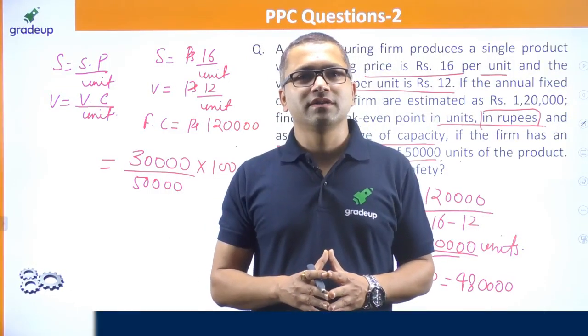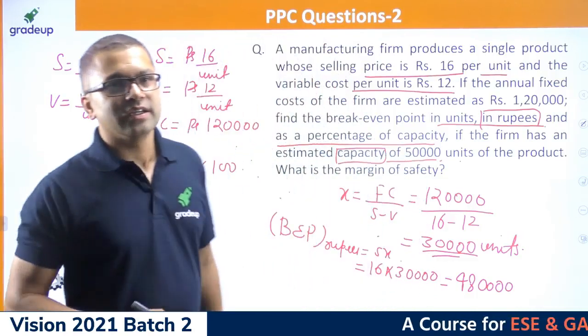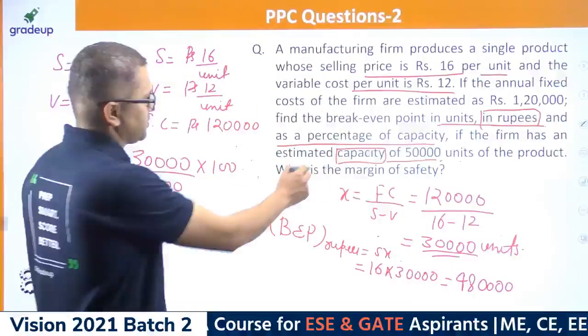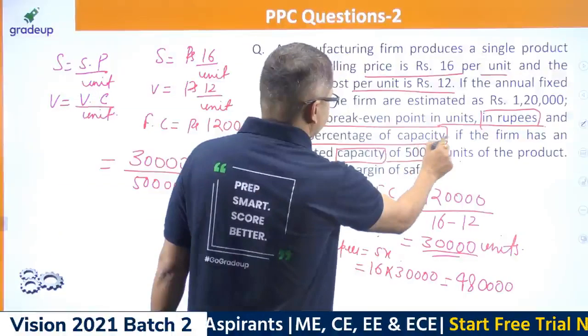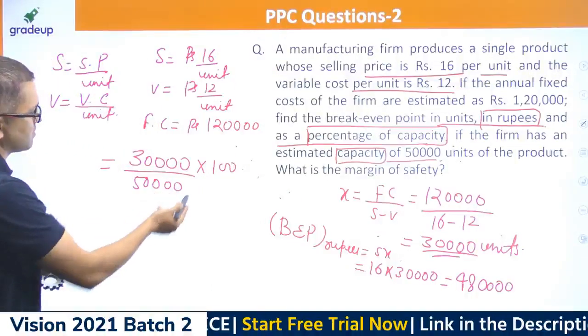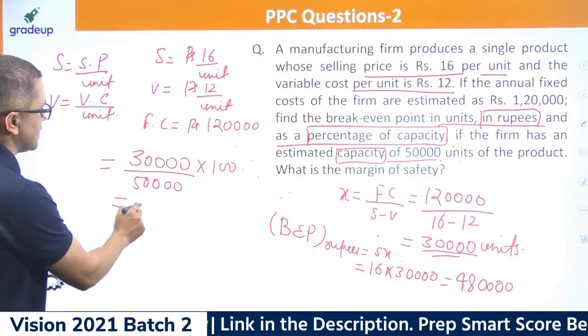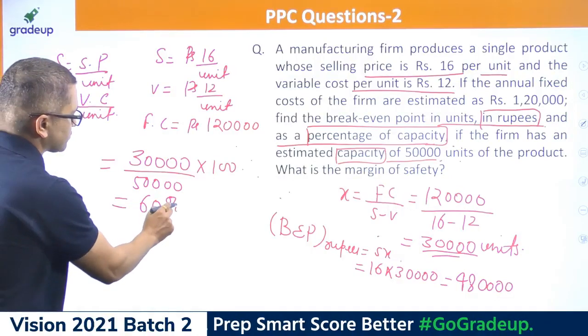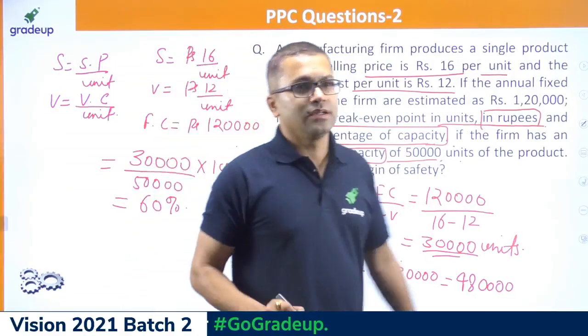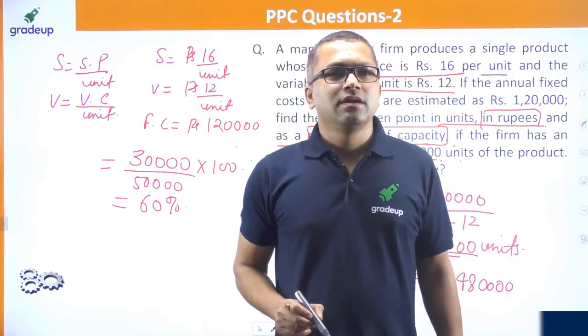Number of products given, far away from BEP. No, we are just talking about this percentage of capacity, all right? So that is nothing but this 30,000 over 50,000 into 100, that is 60%, right? Is it good? Yes.